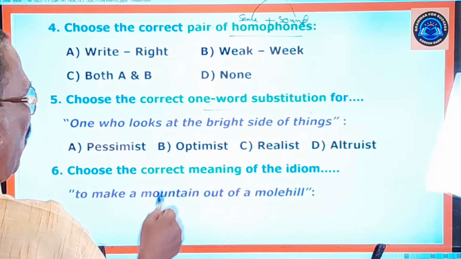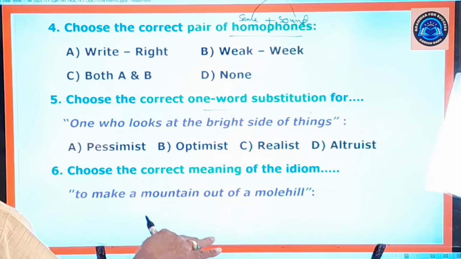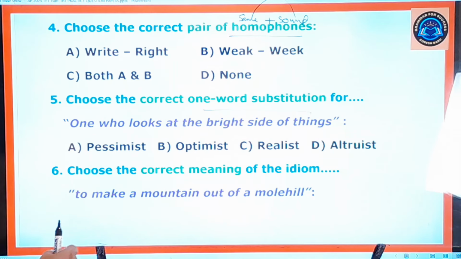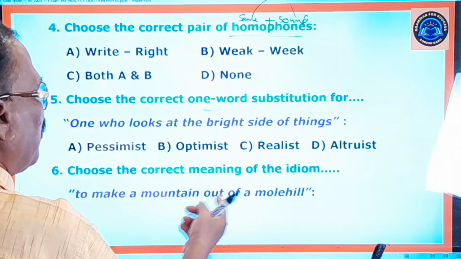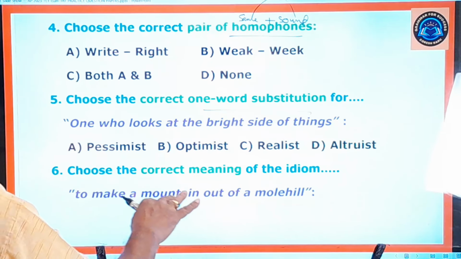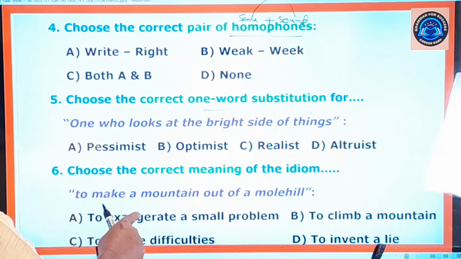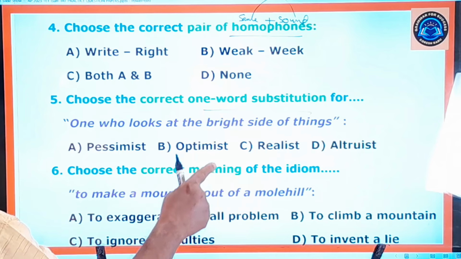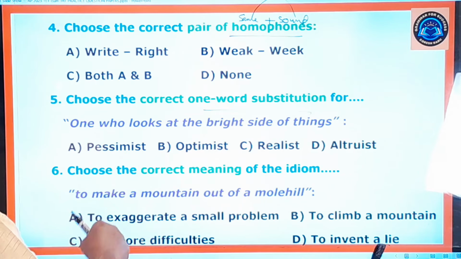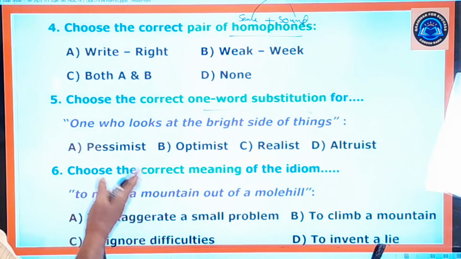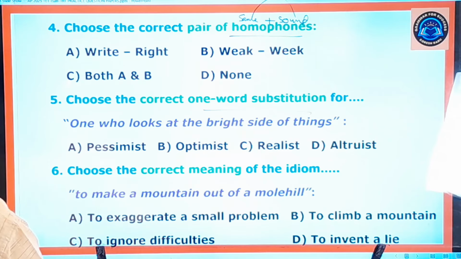Choose the correct meaning of the idiom. On the idioms also you are going to be given some questions. So here one idiom is given: to make a mountain out of a molehill. What is the meaning of this idiom? So here four options are given: to exaggerate a small problem, to climb a mountain, to ignore difficulties, to invent a lie. So these are the four options given here. You have to choose the right one.